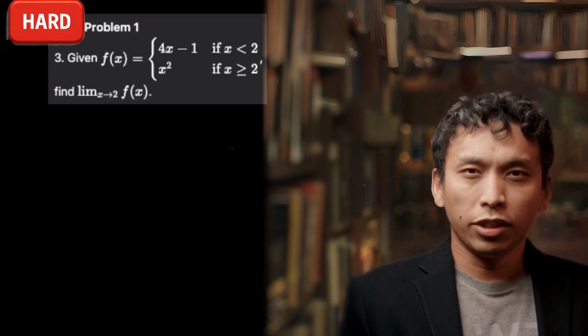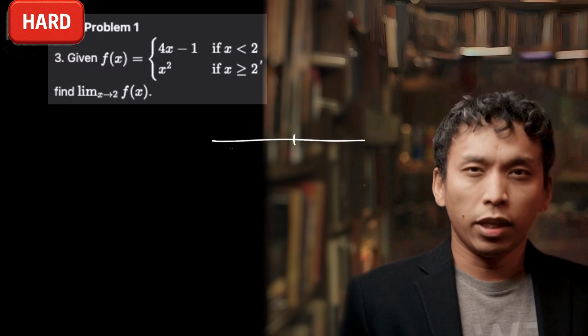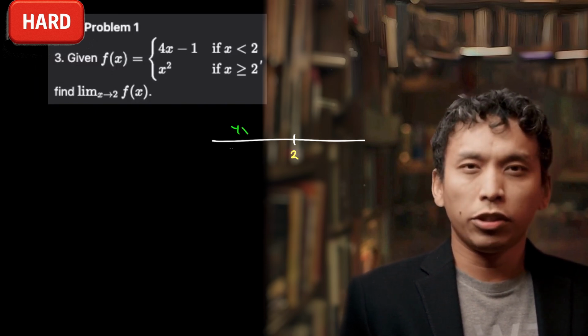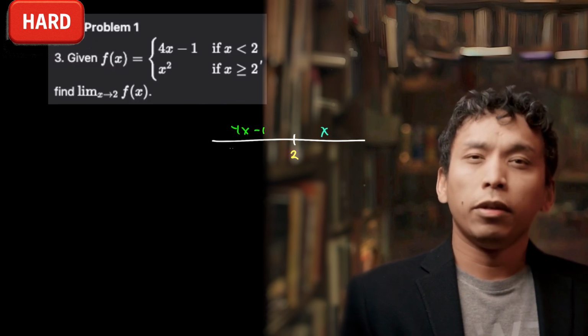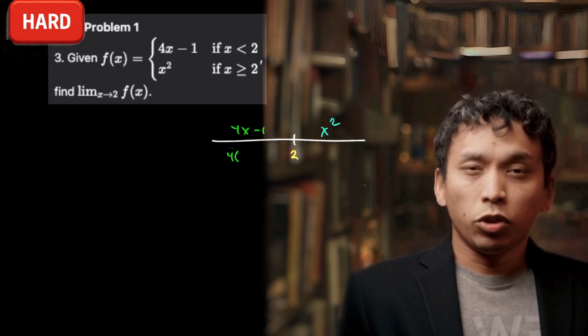For this piecewise limit problem, same strategy. Draw a number line, testing x value go 2. So the function for less than 2 is 4x minus 1. For function greater than 2 is x squared. Plugging those values in, you have 4 times 2 minus 1.